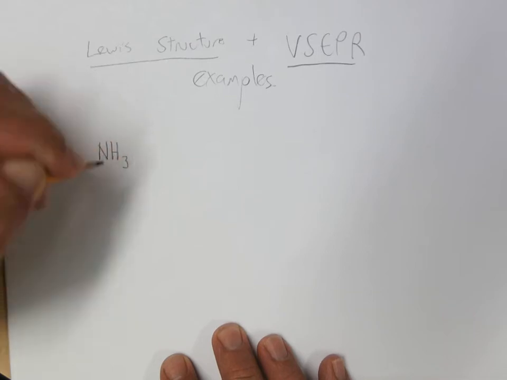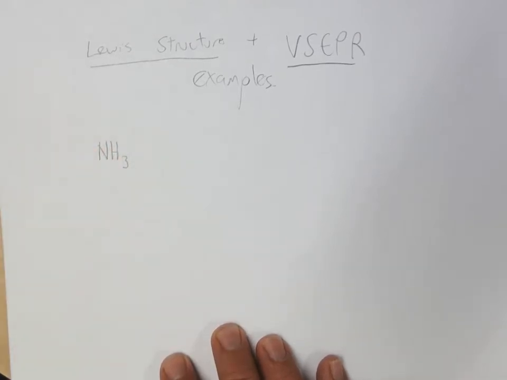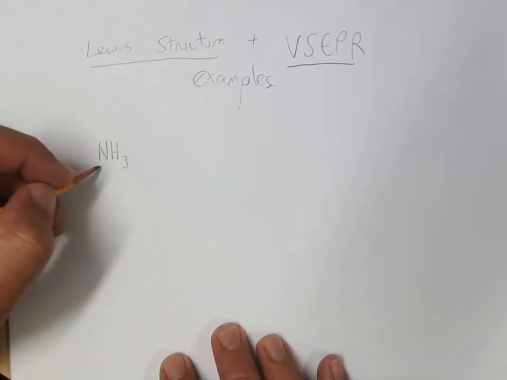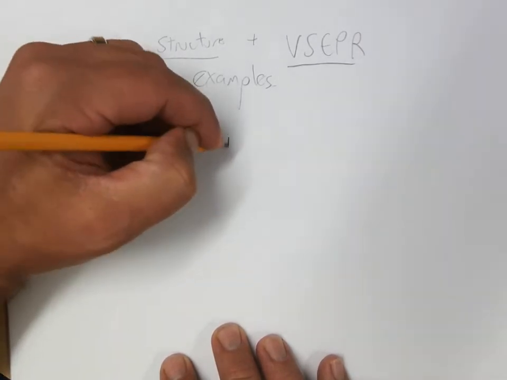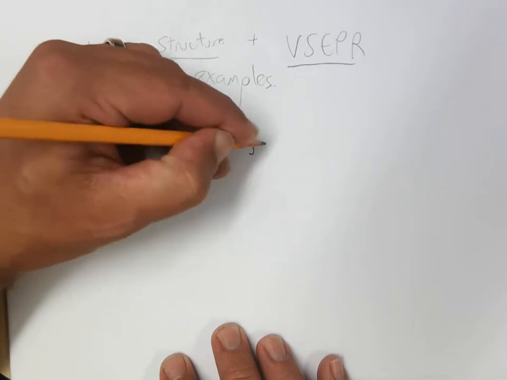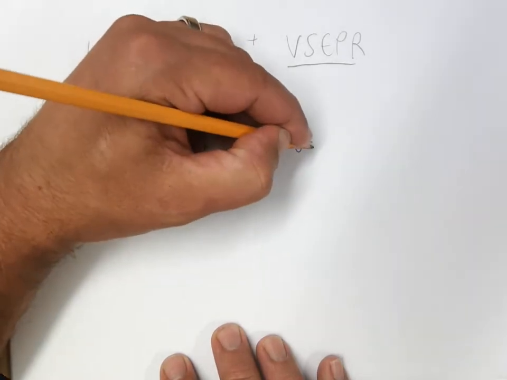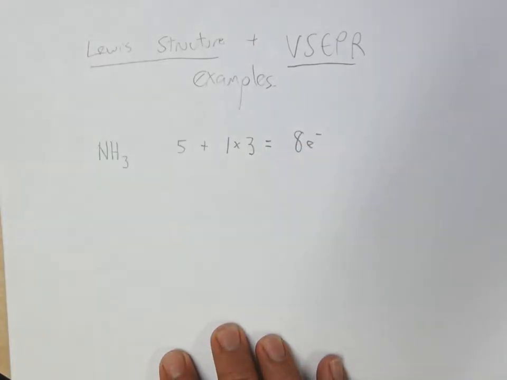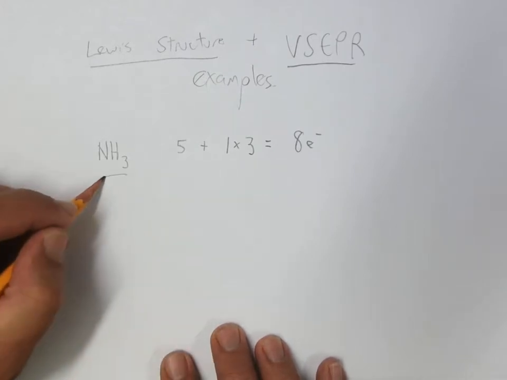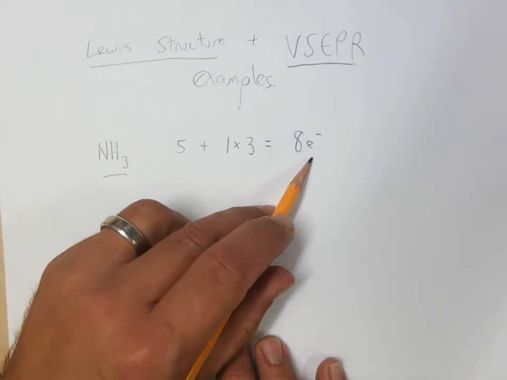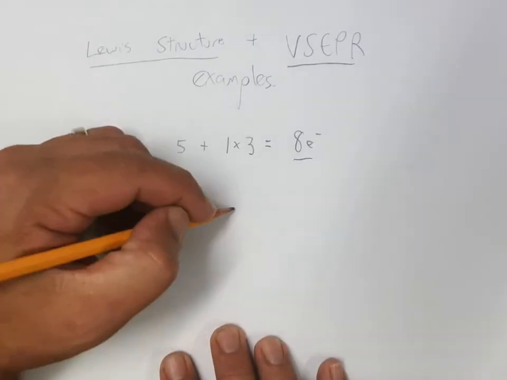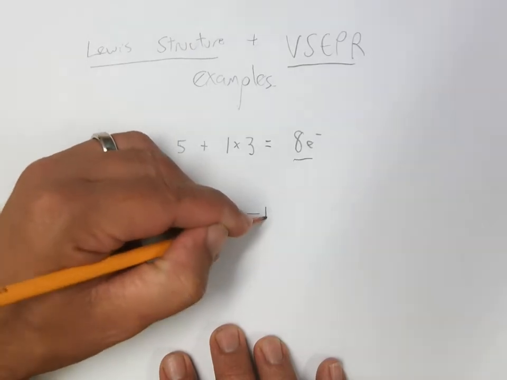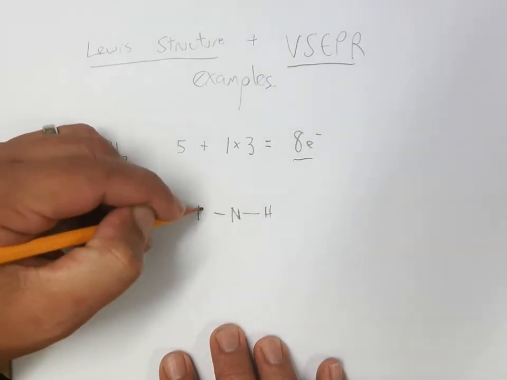NH3, so just ammonia. And if we look at ammonia, we have 5 valence electrons for the nitrogen, plus 1 for each of the 3 hydrogens, so we have 8 total electrons. So the first step for doing Lewis structures is, from the formula, we could determine how many total valence electrons, and so ammonia has 8. The next step is to connect the atoms with single bonds.